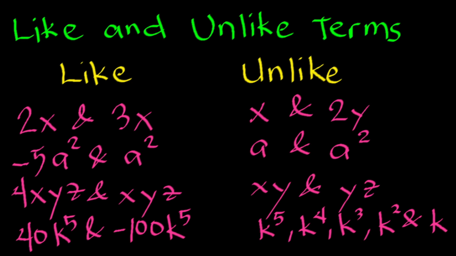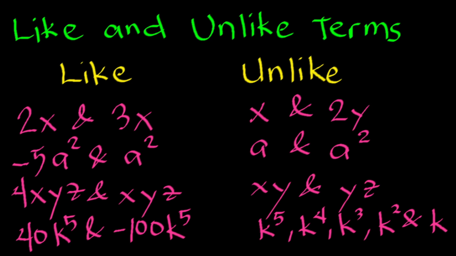Second is a and a squared. So, baka may magtanong ulit sa inyo sa akin, Kuya Tutor, pareho naman yung variable nila, bakit unlike terms yan? Unlike terms yan, kasi although meron tayong magkaparehong variable, magkaiba naman yung exponents nila. So, for the first term that we have, meron tayong exponent na 1. And then yung second term naman, merong exponent na 2. Magkapareho yung variable, pero magkaiba yung exponent, unlike terms yan.